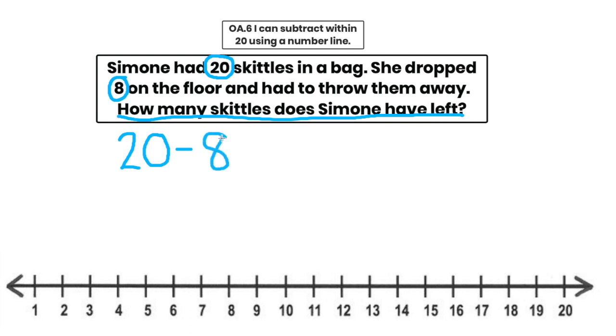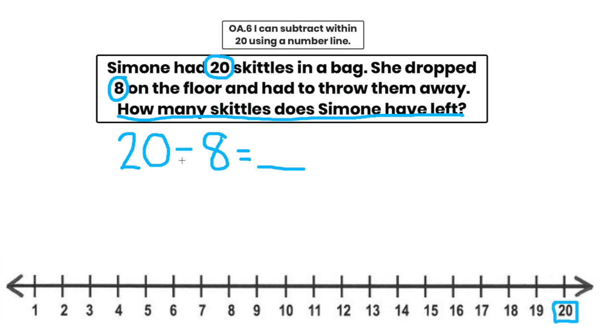So now I'm going to write my equal sign. And then I have my line right here. So I know that I can write the difference on the line. Now, remember, we're ready to use our number line, but what number do I start off on the number line? If you said 20, then you're correct. So I'm going to put a box around 20.